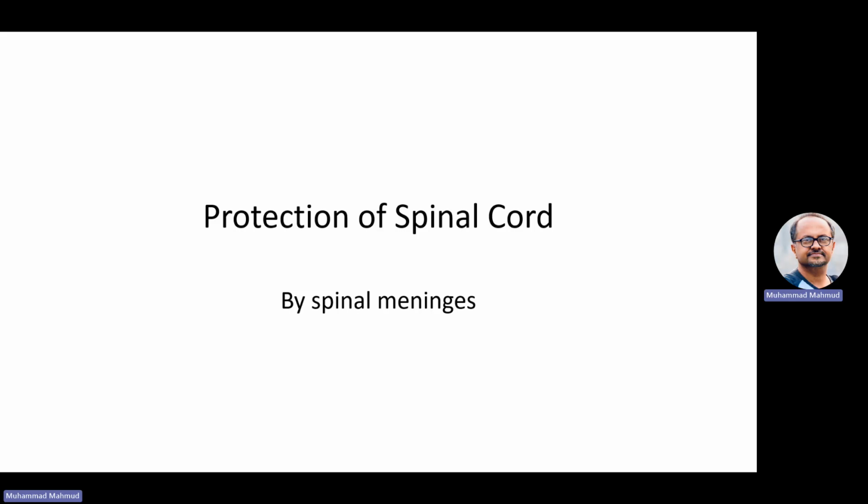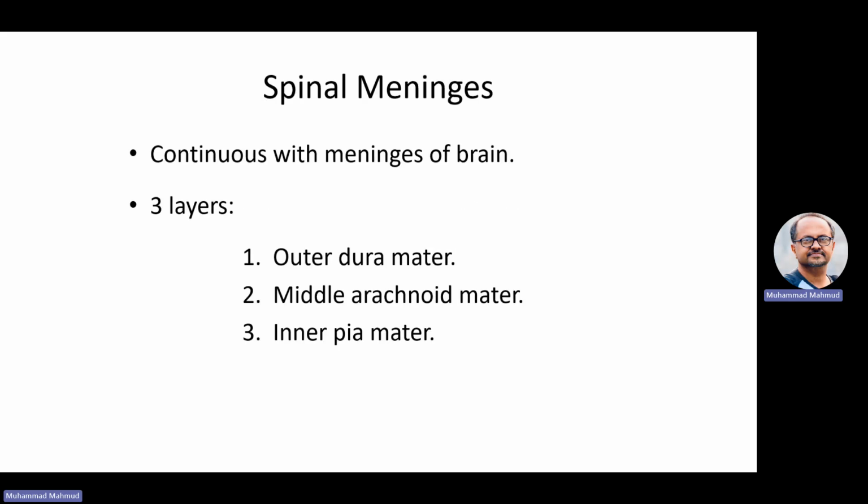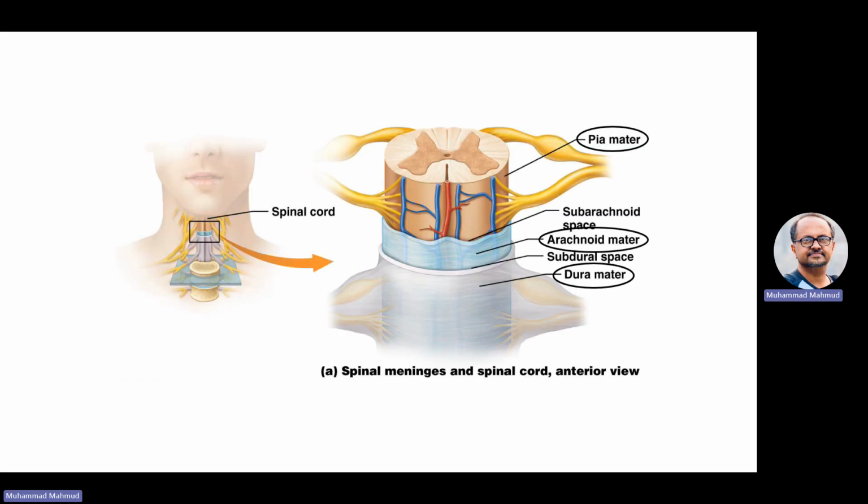Spinal cord is protected by its own meninges called spinal meninges, which is continuous with the meninges of brain. There are three layers: dura mater, arachnoid mater, and pia mater, from outside to inside. Dura, arachnoid, and pia mater. DAP, deep. You see in this picture the dura mater, the tough one outside, and then the second layer, arachnoid, the blue color, and the innermost layer completely covering this spinal cord, pia mater.